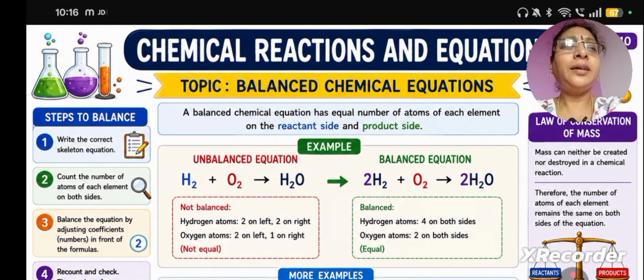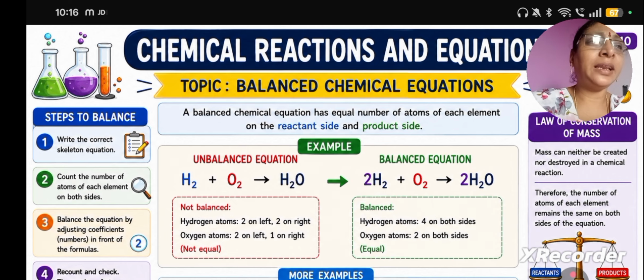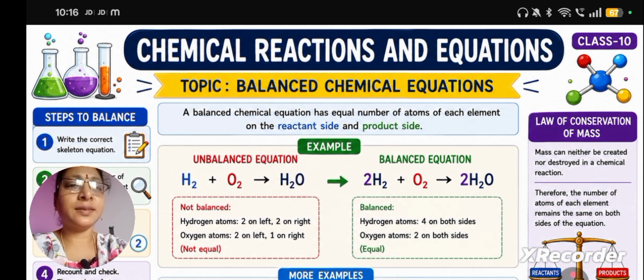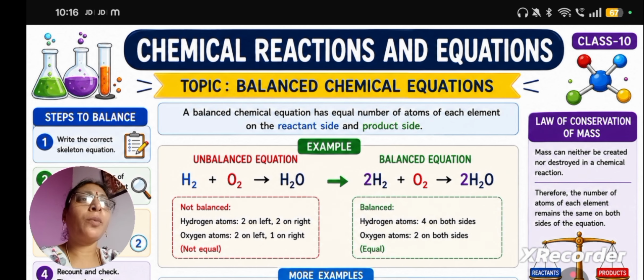Then here we have to balance many equations using the law of conservation of mass. The law of conservation of mass states that mass can neither be created nor destroyed in a chemical reaction. Therefore, the number of atoms of each element remains the same on both sides of the equation. So reactants are equal to products. This is the way we learn how to balance chemical equations in this session.